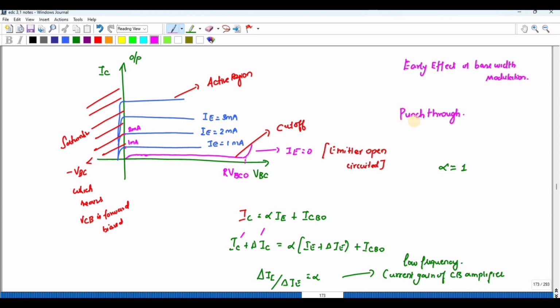There is also another possibility that the minority carriers can be injected into the emitter junction. Then there is also less chance of recombination within the base region, because the base region is very thin. So these are the three consequences of the change in the effective base width.